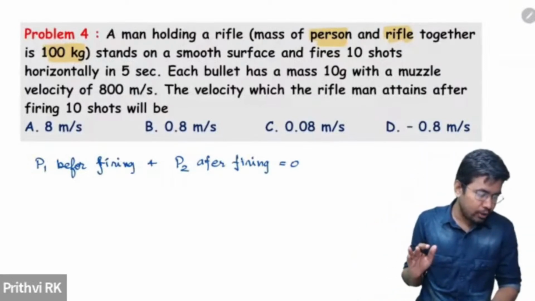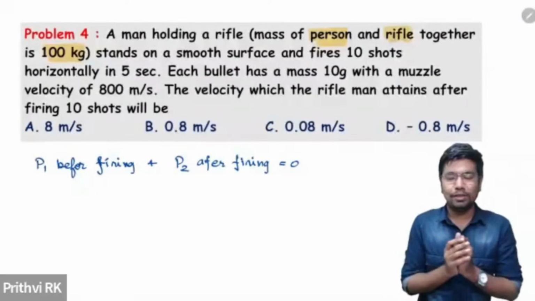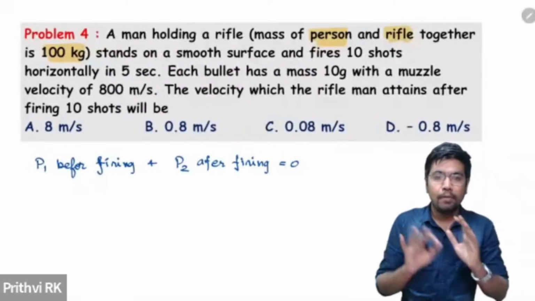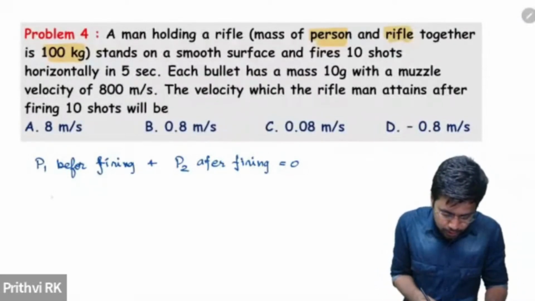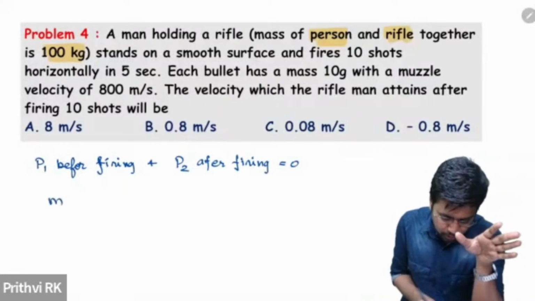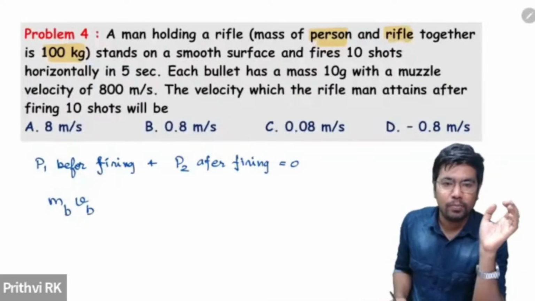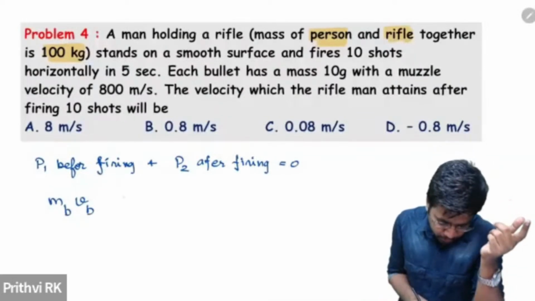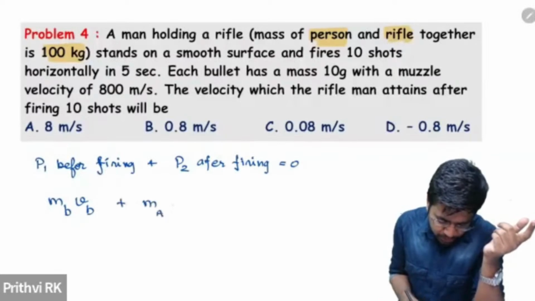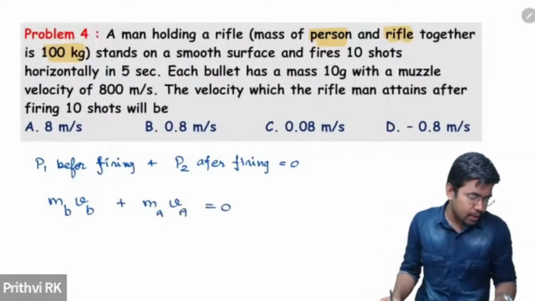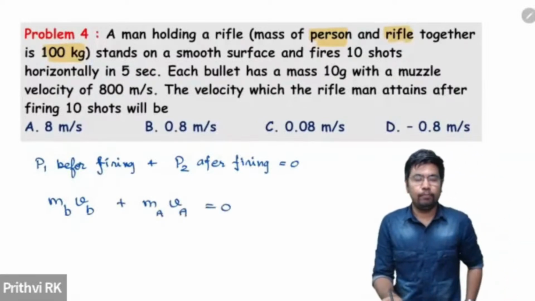So what we are going to do is divide this into 2 scenarios. The formula for momentum is what? Mass into velocity. So for before, I will write it as MB VB. And for after firing, here the mass is going to be MA VA. It should be equal to 0, right?